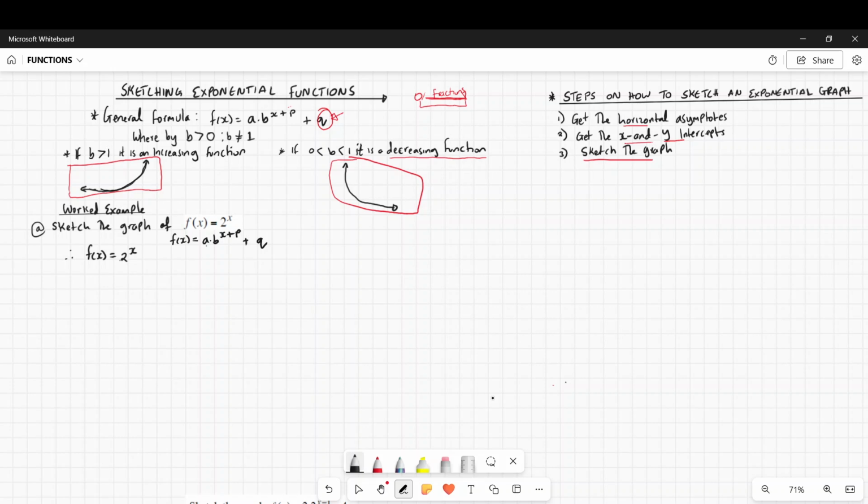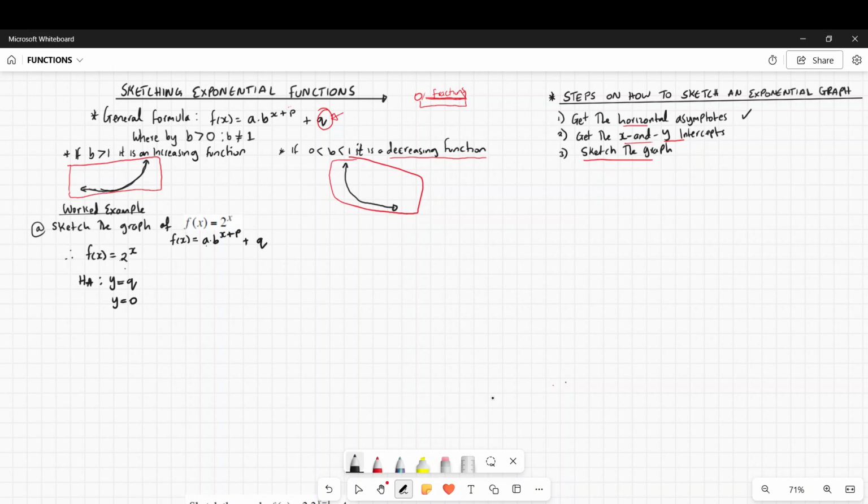b is 2, so we can see that the shape of the graph is going to be an increasing function. For 2 to the power of x plus p, p is not there, that means p is 0. Plus q, we know it represents the what? The horizontal asymptote. Q is not there, that means q is 0. Remember, the first step is to get the what? The horizontal asymptote. So we're going to say HA, y is equal to q. So y is equal to 0 in this scenario. So we got our horizontal asymptote.